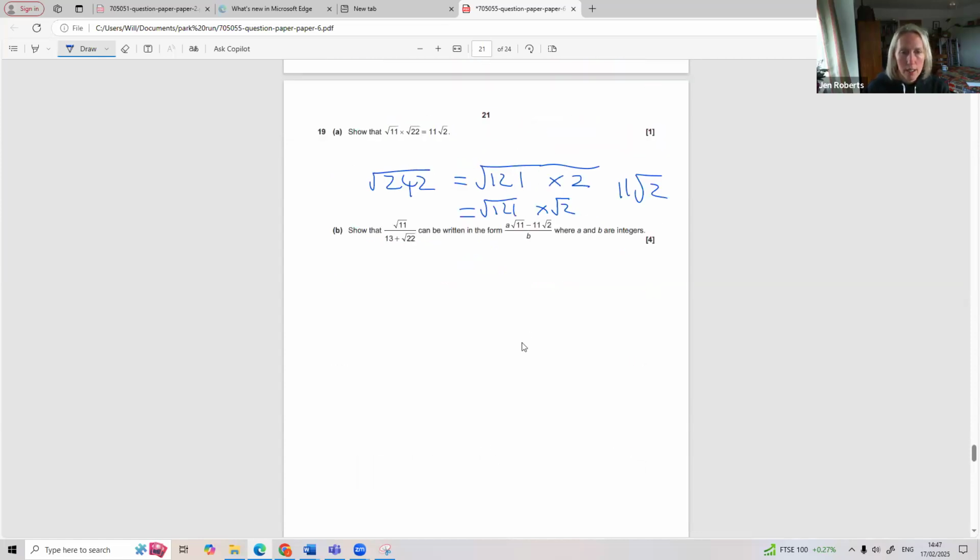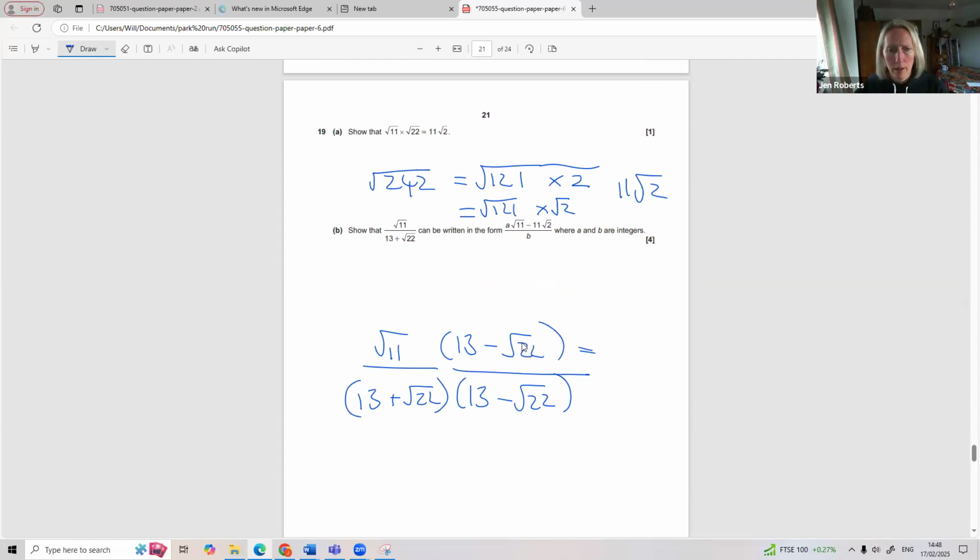I'm going to rationalise the denominator here. How do we rationalise the denominator? We need to multiply it by 13 minus root 22. Multiply out these brackets at the top. 13 times root 11 is just 13 root 11. Root 11 times root 22, what did we work that out to be here? It's 11 root 2.